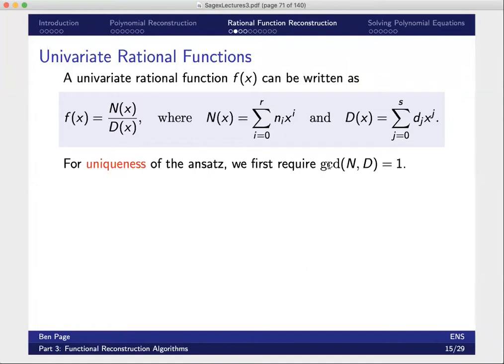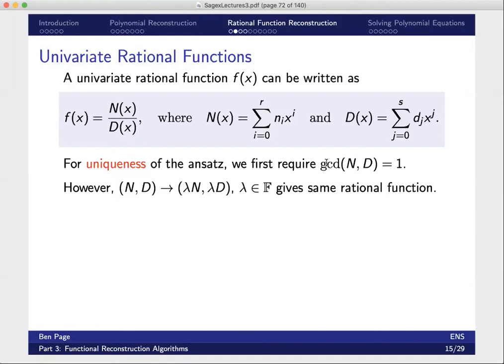One way to state this is that in our ansatz, we require that the greatest common divisor of n and d is just some constant polynomial, one. However, there is another kind of rescaling that we can do, which is just by an element of the field. So we can take n and d and rescale them by lambda, some lambda in the field, and this will also give us the same rational function.